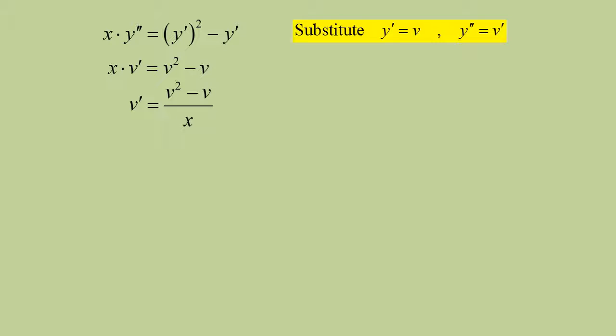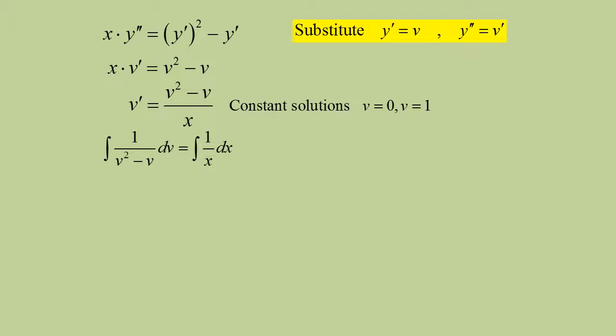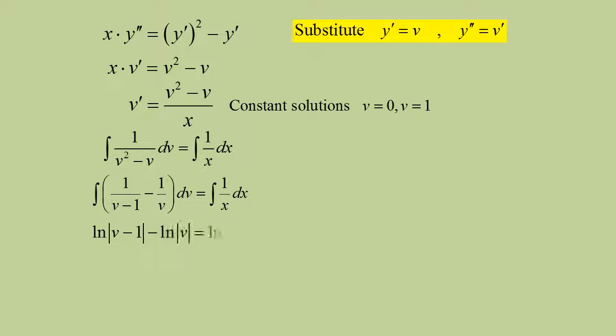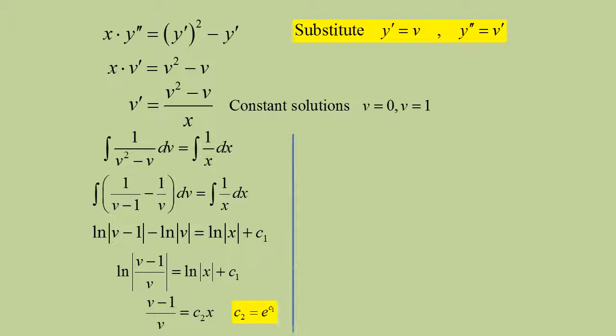And v squared minus v tells us we have some constant solutions wherever that's equal to 0, which would be v equals 0 and v equals 1. We'll keep that in mind for later. However, it is separable. So if we divide both sides by v squared minus v, multiply both sides by dx, we end up with a separable equation. We can integrate both sides, solve for the v, and then resubstitute.